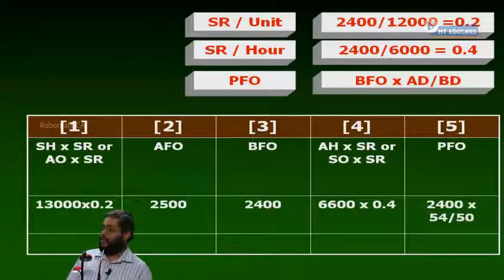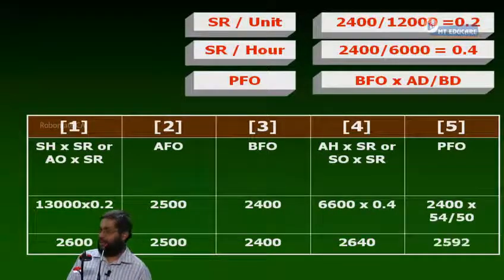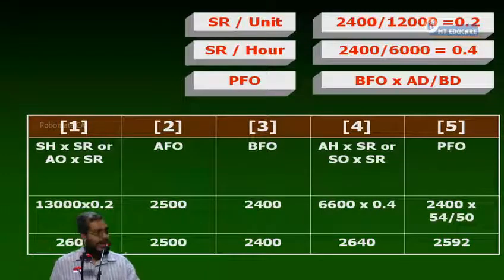Now, first column is how much? 2,600. Second column total 2,500. Third column 2,400. Fourth column is 6,600 into 0.4 gives you 2,640. Last column is 2,400 into 54 by 50, which gives you 2,592. Can I proceed or not? Next. Step 2 or step 3?